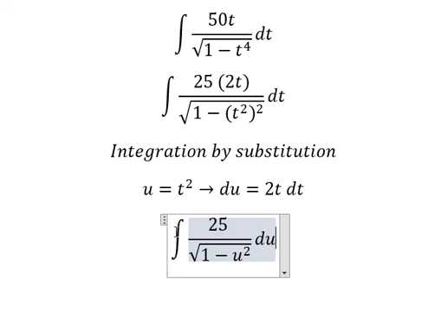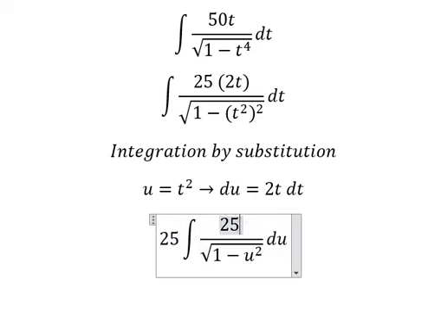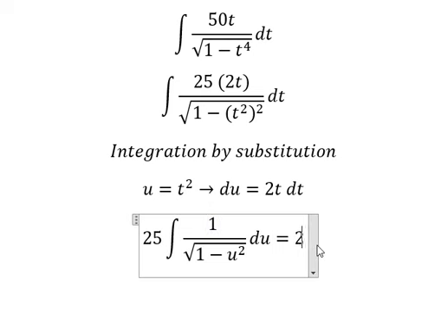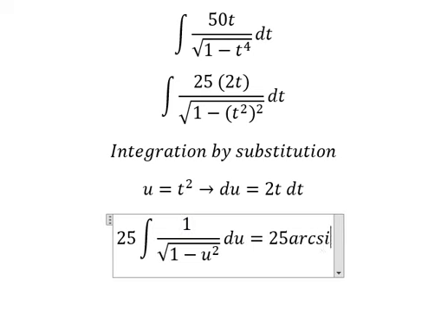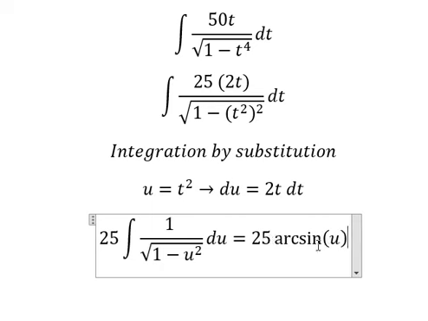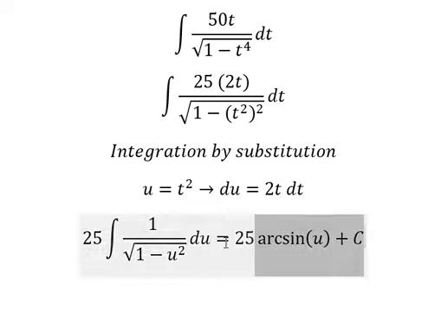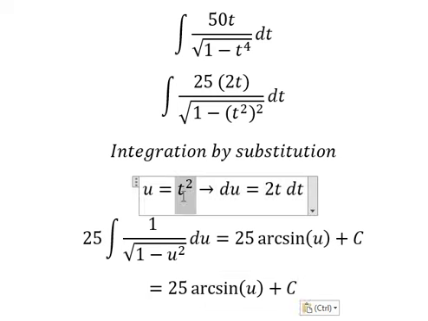Number 25 I will put in here. The integration of this one, we have arcsine of u, and I will put plus c. Then u is t squared.